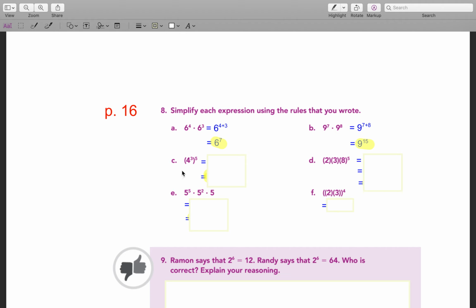For C, it will be a little bit different because the powers are being raised to another power. So in this case, we're not going to be adding the exponents. Instead, we're going to be multiplying the exponents. But we do still keep the same base. So the base is 4. So 4 being raised to the power of 3 times 5. We know that 3 times 5 is 15. So it's going to be 4 to the 15th power.